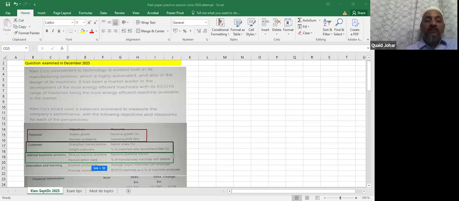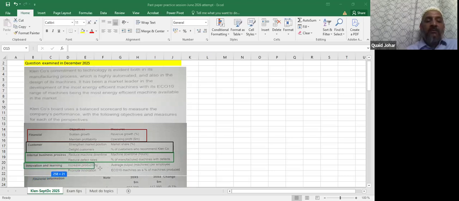So how do they measure it? Machine downtime hours. Lower machine downtime hours reducing over time means the internal process is improving. Then the percentage of manufactured machines with defects. Fewer machines with manufacturing defects means they are improving their internal business process, their manufacturing process, right? Which indicates improved performance.